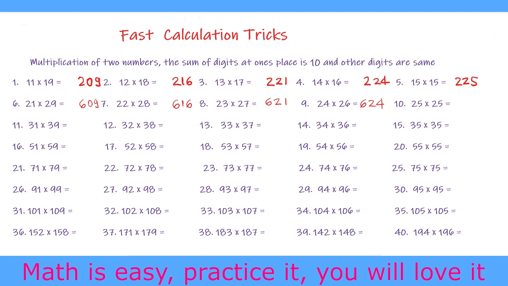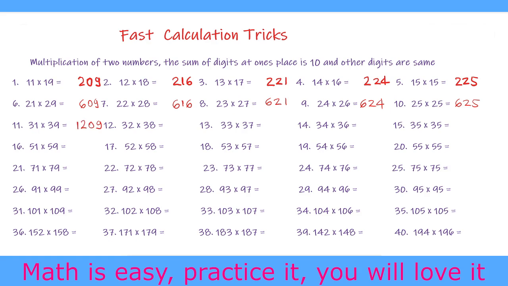Now 25 multiplied by 25. 5 multiplied by 5 is 25, and 2 multiplied by the next higher number 3 is 6. Now we go to the next question. 31 multiplied by 39. 1 multiplied by 9, we have to write 09, and the next higher number of 3 is 4. 3 multiplied by 4 is 12.